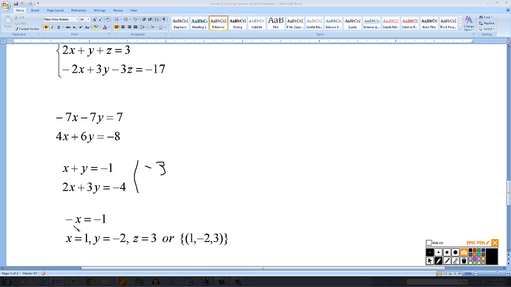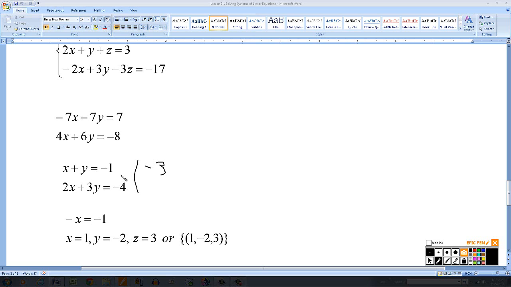Okay, so now I can go to either one of these two right here and replace the x by 1. Okay, put a 1 right there. x plus y is equal to -1, so put a 1 there and take the 1 over. I get -1 minus 1. That's -2. So I get y is equal to -2.